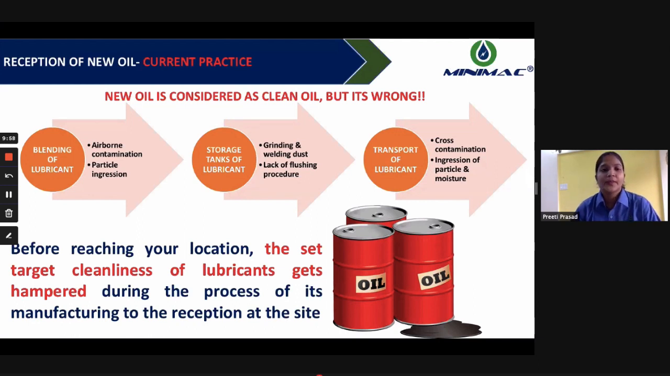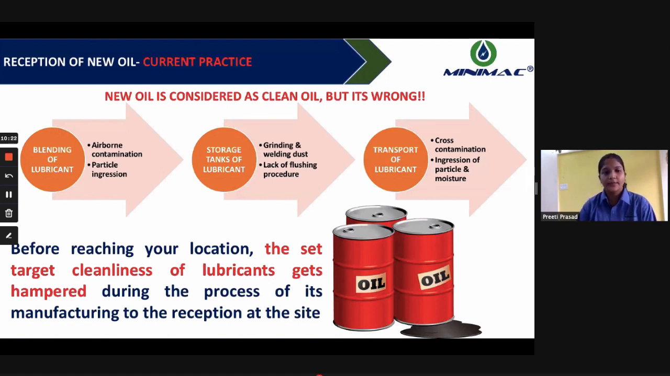Reception of new oil. This is the first stage when the new barrels or the tanks arrive at your site. And every lube has the set target cleanliness of lubricant, which might get hampered during the process involved prior to reaching your site. So let me just explain the whole process involved before its arrival at your site.